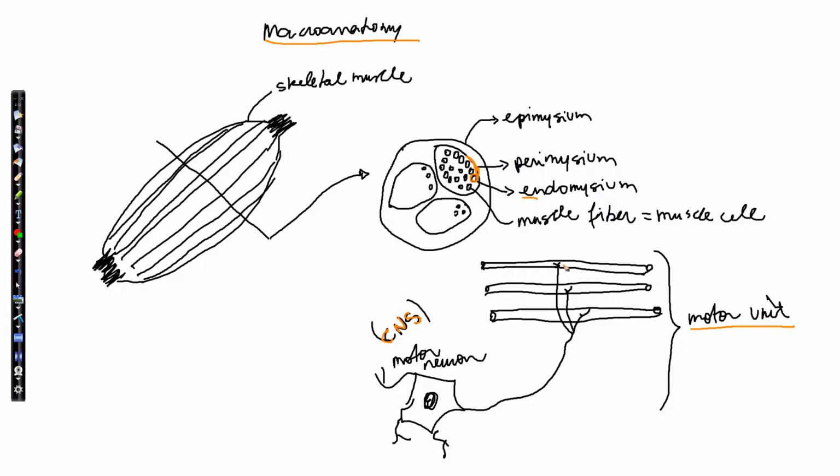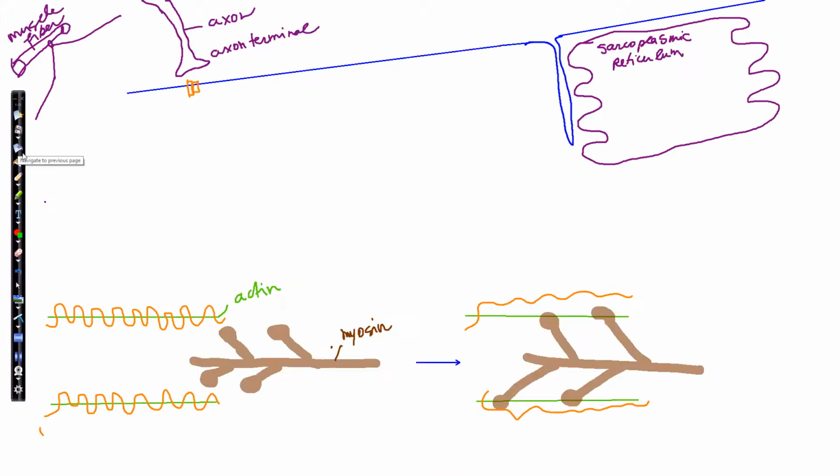Okay, now we're going to try to understand what is happening here for contraction to happen. And this is when we move on to the microanatomy. So this is what we have. Muscle fiber is here. I'm looking at a little tiny portion of it. So we have this line here that represents the plasma membrane. In a muscle fiber, you call it sarcolemma. So sarcolemma is the plasma membrane. And this is an axon terminal from the motor neuron.